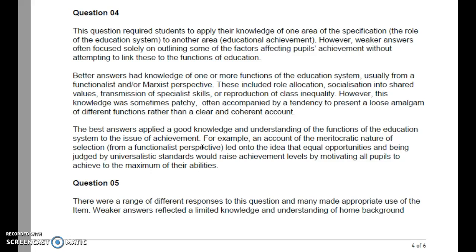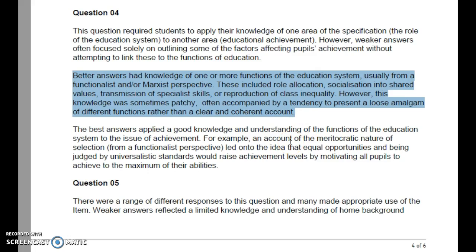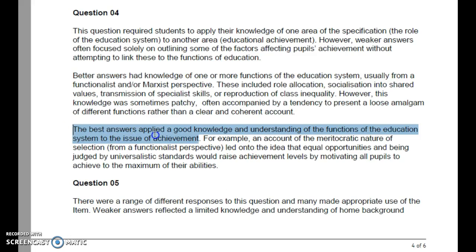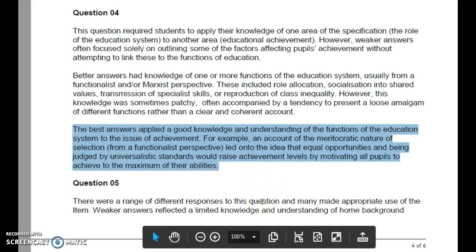Better answers had knowledge of one or more functions, usually from a functionalist or Marxist perspective, but as you look at the mark scheme, you could also have drawn examples from feminism and even the New Right. Functions included role allocation, socialisation, transmission of specialist skills, reproduction of class inequality, and likewise reproduction of gender inequality. The examiners identified that knowledge was patchy and there was a tendency to merge functions together, talking about as many functionalist functions as possible in one paragraph. Better answers explained a separate function, went into detail, and applied it to the issue of achievement.